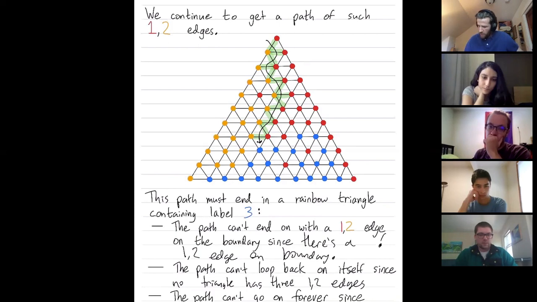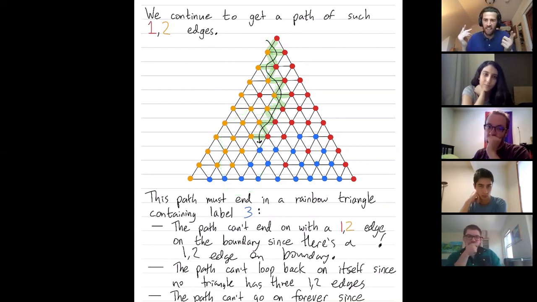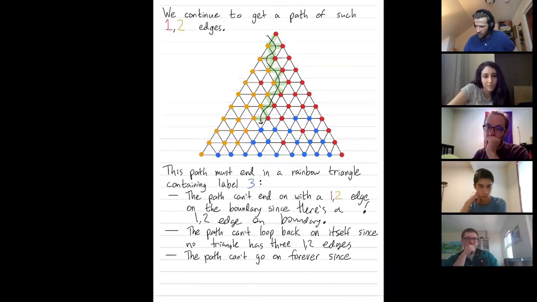Okay, so were this path to loop back on itself, right? This path is through triangles that have 2 1, 2 edges, right? They have 1 vertex labeled 1 and 2 vertices labeled 2, or 2 vertices labeled 1 and 1 vertex labeled 2. So this path is through triangles that have 2 1, 2 edges. It can't loop back on itself because no triangle can have 3 1, 2 edges. And then this path can't go on forever, since the triangulation is finite.